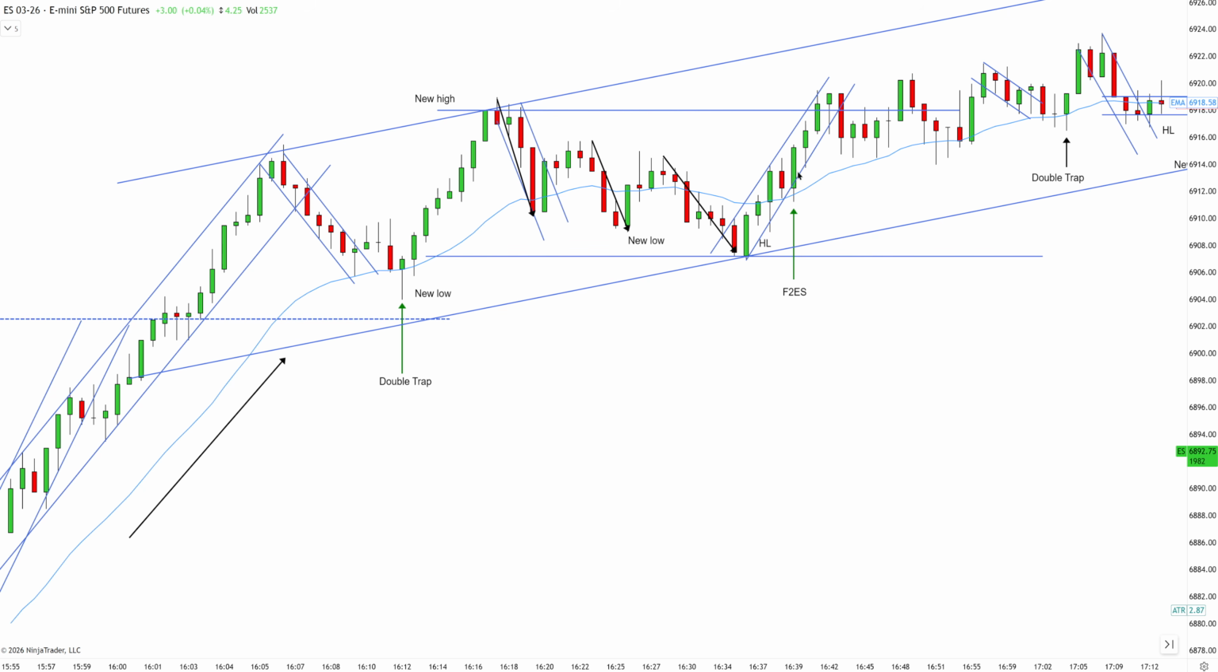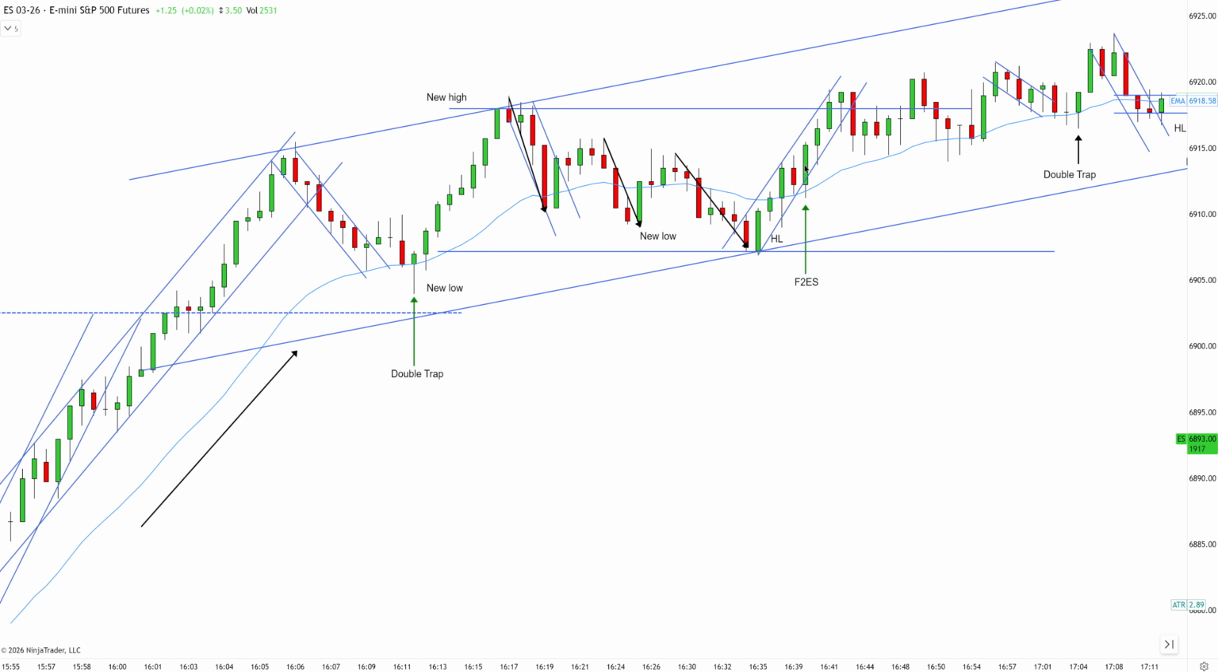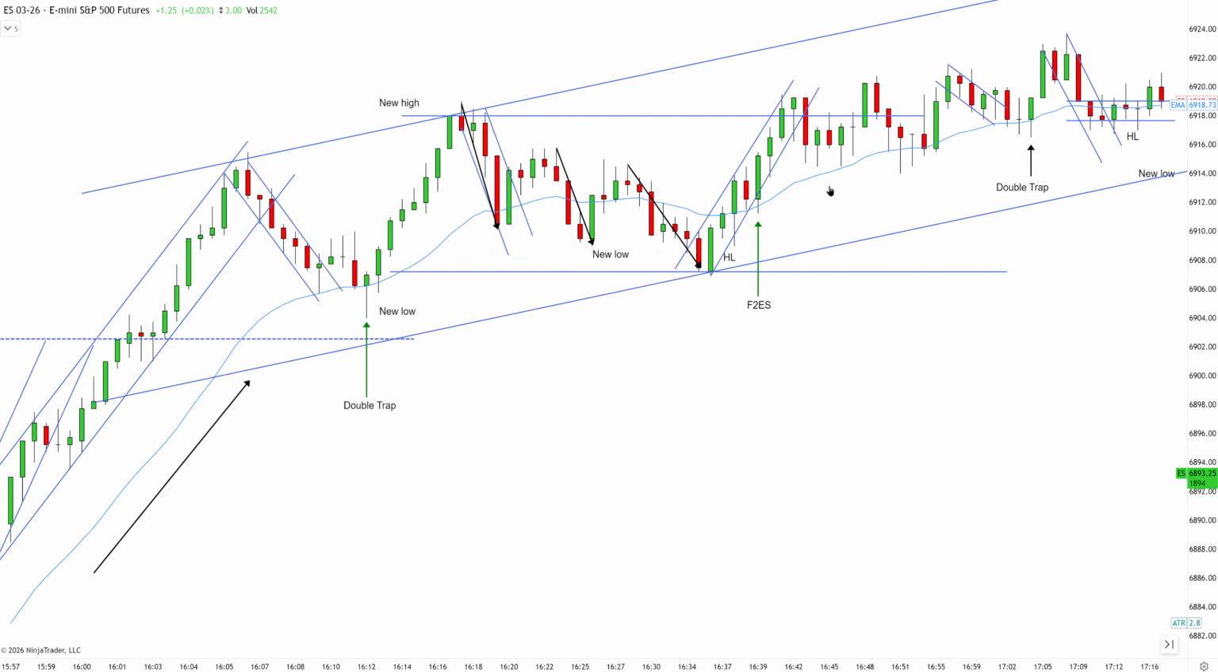But I think waiting for the failed second entry short is a little bit safer option, especially since you're still close to the EMA. It confirms the range more, and confirms the continuation more. Both of these trades are decent. The failed second entry short is a little bit safer.